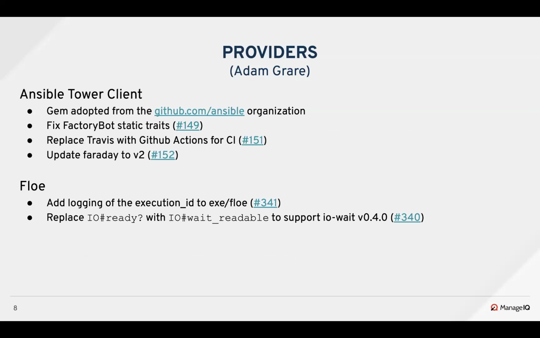We adopted a new gem from the Ansible organization. This is one that we had worked with and built originally, but hadn't been updated in quite a while. So we got access to that, moved it over to the ManageIQ organization, and we fixed up a couple of issues with FactoryBot and getting tests running. So it had still been configured for Travis, so we configured it for GitHub Actions and got all the tests passing. And then for updates, we got an update to use Faraday V2, along with fixing some middleware issues. So that should be released shortly.